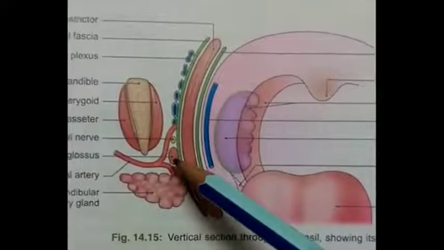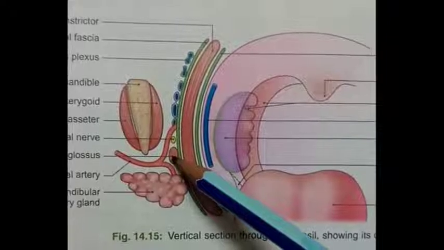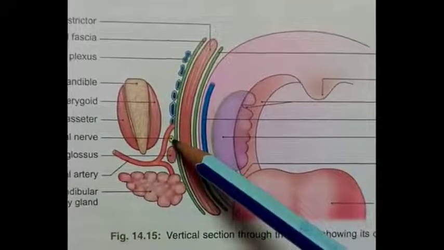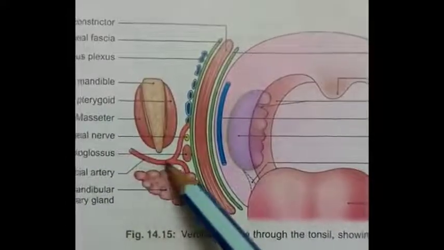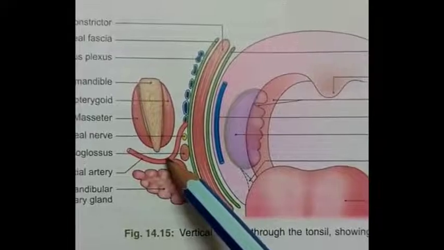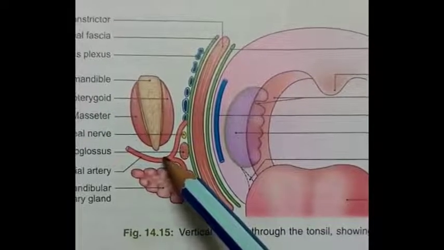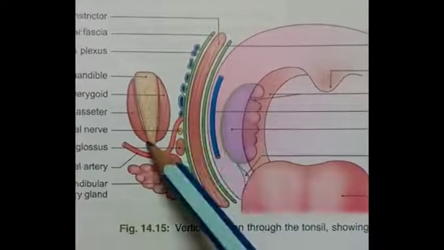In the lower part, the styloglossus muscle is there and the glossopharyngeal nerve is present close to this muscle, and more laterally lies the facial artery. So these are the structures which form the tonsillar bed from medial to lateral side.